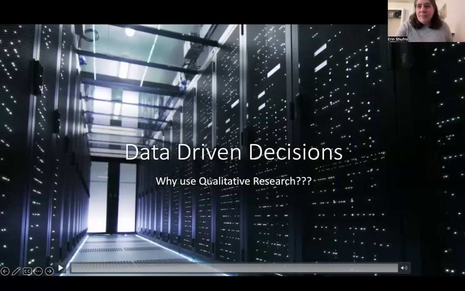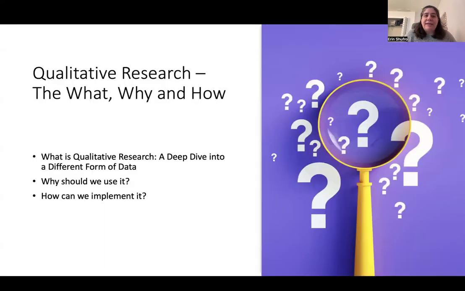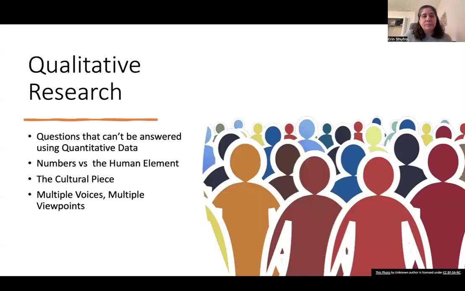Good afternoon. Today we're going to talk about qualitative research and data-driven decisions. So I'd like to talk about what is qualitative research, a deep dive into a different form of data. Then I would like to talk about why we should use qualitative research and how we can implement it if we decide that's the direction we want to go in.